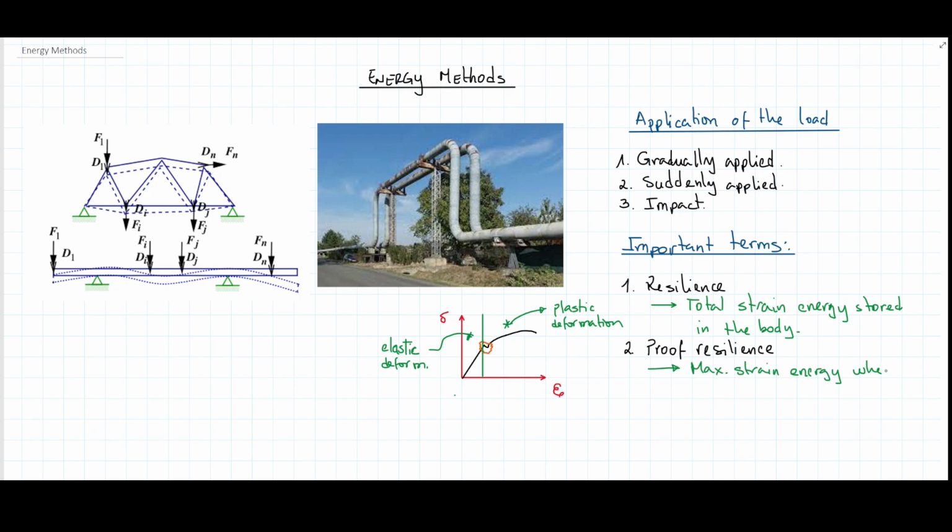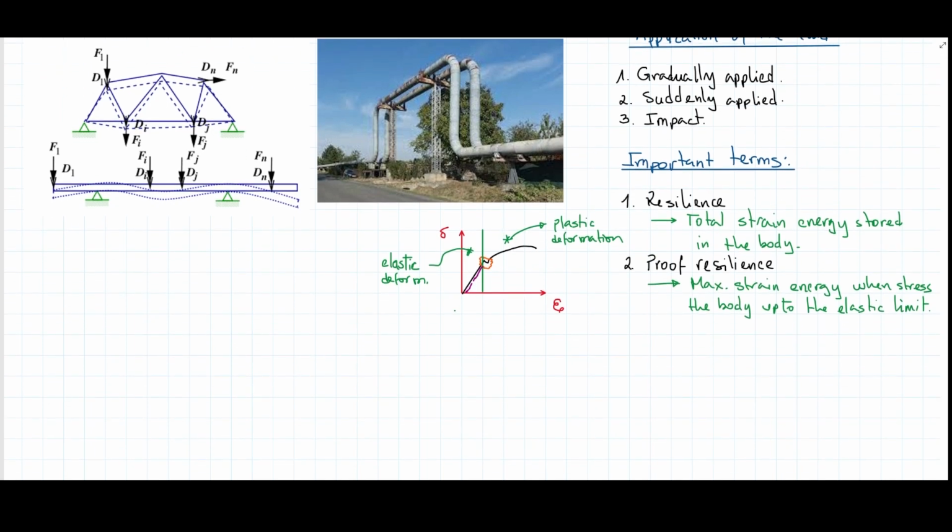When you stress the body, meaning that you apply forces and reach a certain level of stress within the body, up to the elastic limit, that is called proof resilience. You take it all the way up to here. You stress it until stresses reach the elastic limit, and the energy stored there is called proof resilience. And then you have a third term that is good to know, called modulus of resilience.